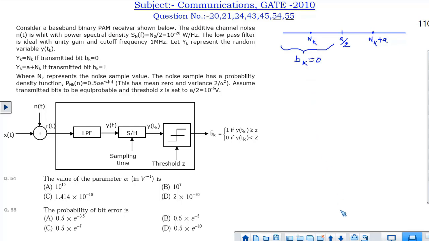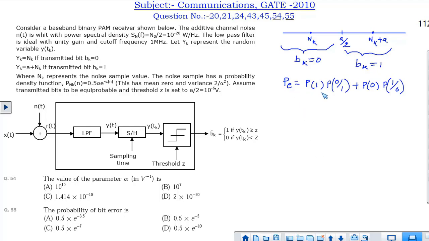As per the decision logic, when the output amplitude is varying around nk but is not exceeding the value of a by 2, then at the output the bit will be treated as 0. Similarly, for the bit to be treated as 1, that is when the output y of k is varying around nk plus a and it must not go below the value of a by 2, then the bit will be treated as 1.